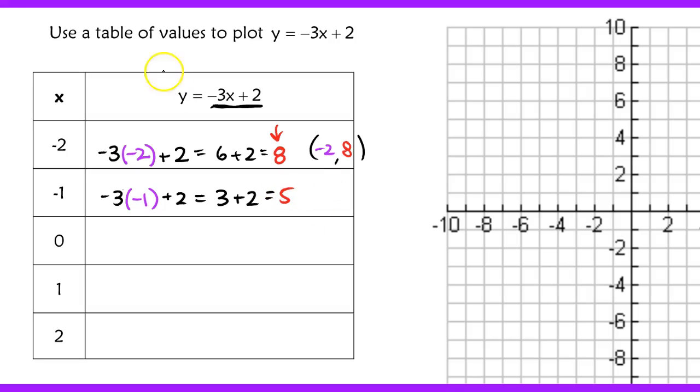Alright, now, my ordered pair here, my x value is new, right? It's -1 now, and my y value is that red number here, it's 5. So now I have another point. So let's try this process again.